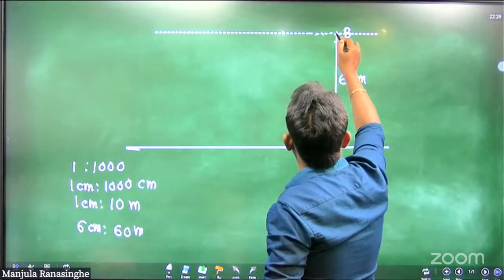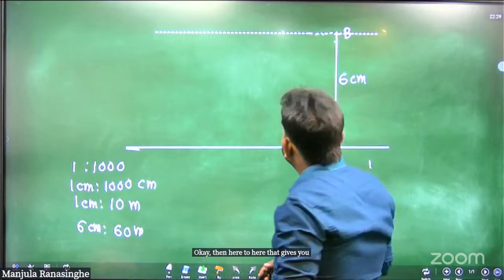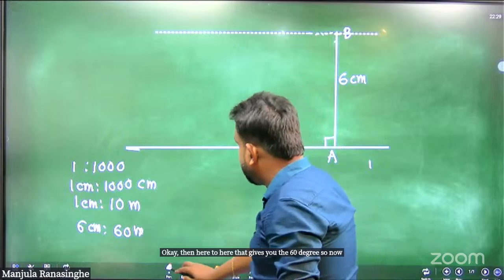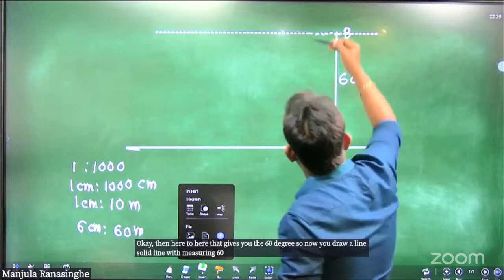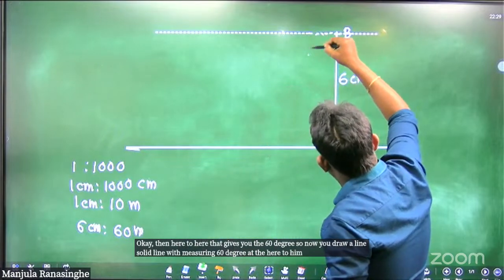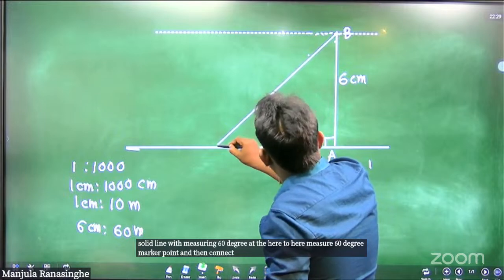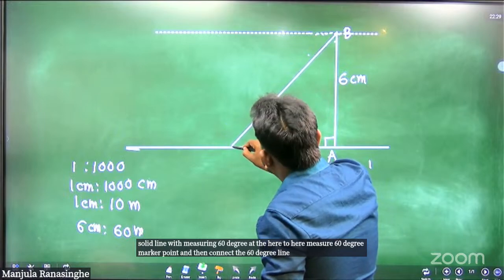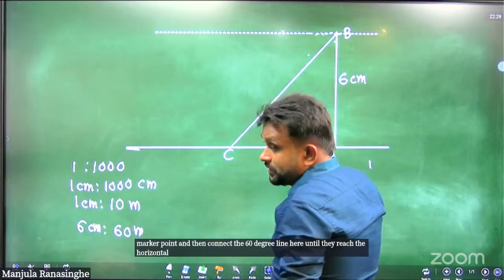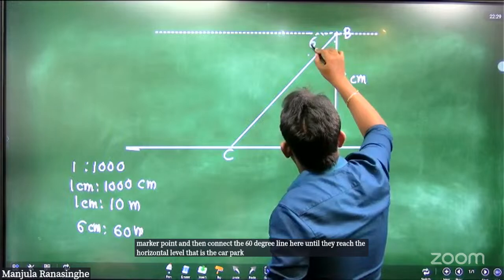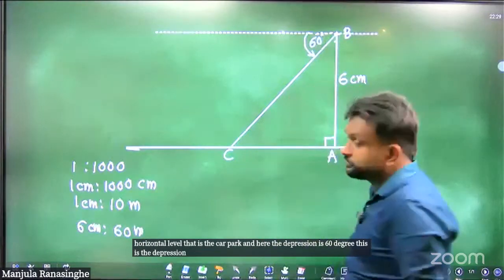Okay. Then here to here, that gives you the 60 degree. So now you draw a solid line measuring 60 degree at there. Here to here measure 60 degree, mark a point, and then connect the 60 degree line here until they reach the horizontal level. That is the car park. And here the depression is 60 degree. This is the depression. Okay.